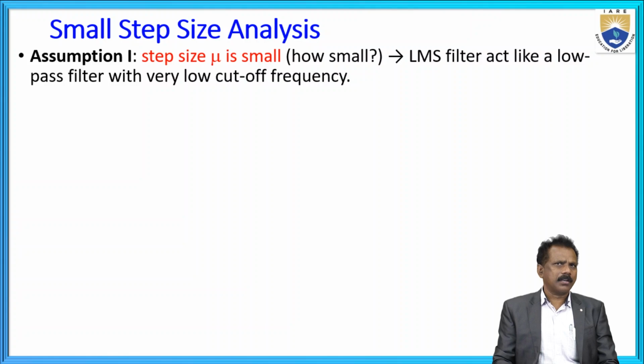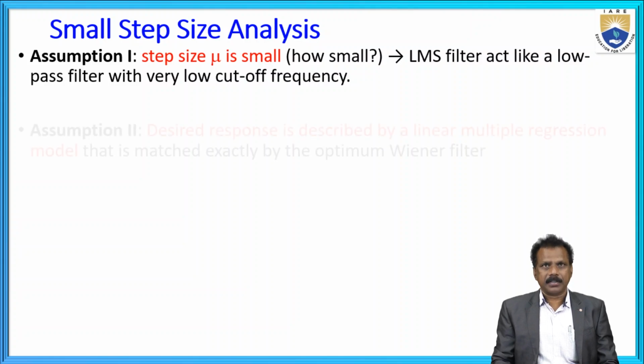A low pass filter allows only low frequency components and opposes high frequency components. So the LMS filter acts like a low pass filter with a very low cutoff frequency. This is the first assumption.